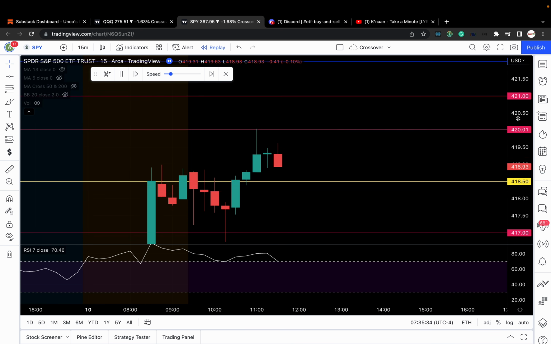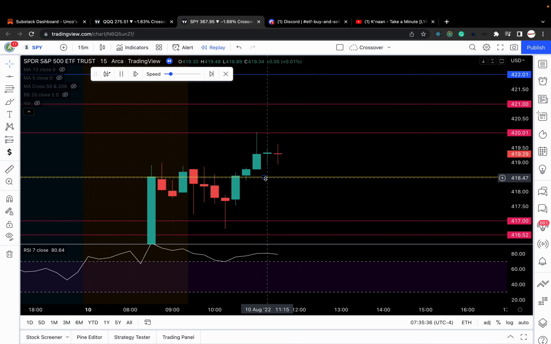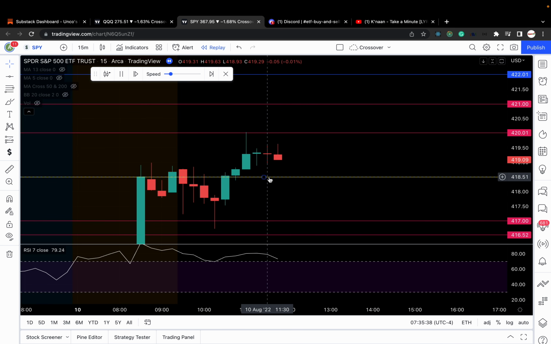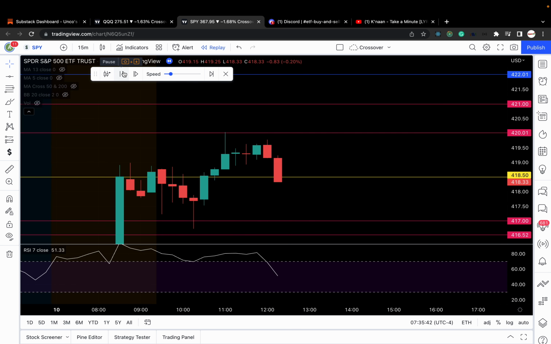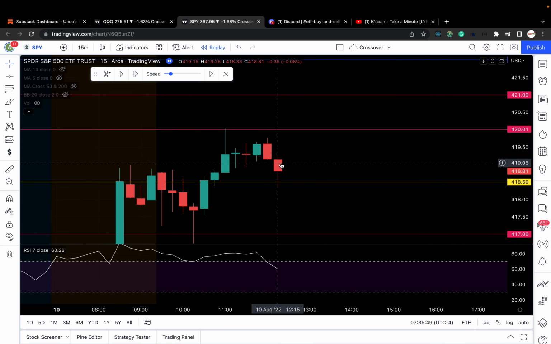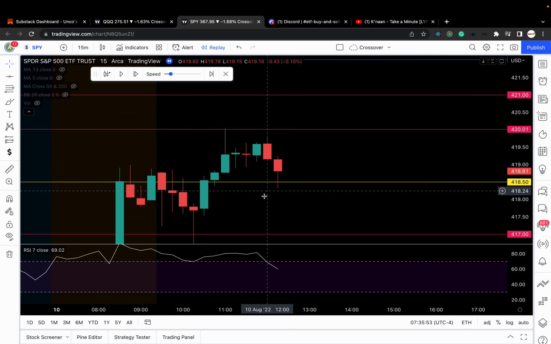Okay, so 418.5 is still holding. I've got my support, my stop loss under there. Okay, that's when I would cut loss, but it has to close below. Look at that. You see, that's where it gets tricky again. You notice how that candle dropped below it, but it did not close below it. Would I have cut my loss there? No, I would not.